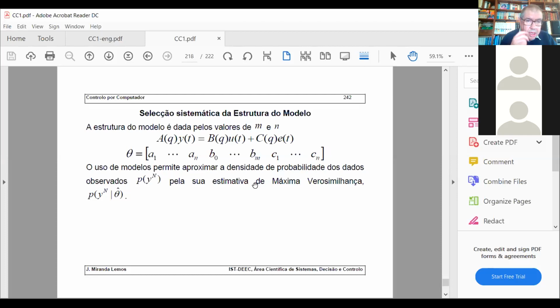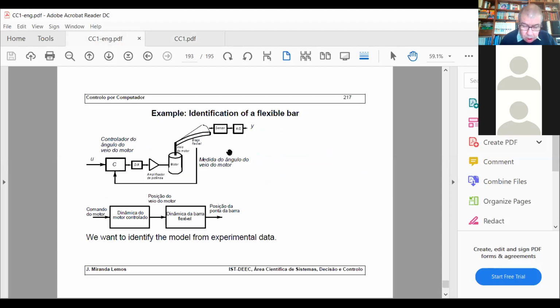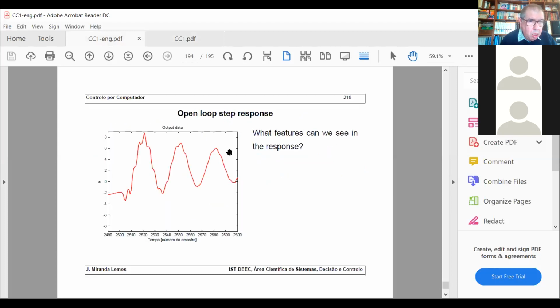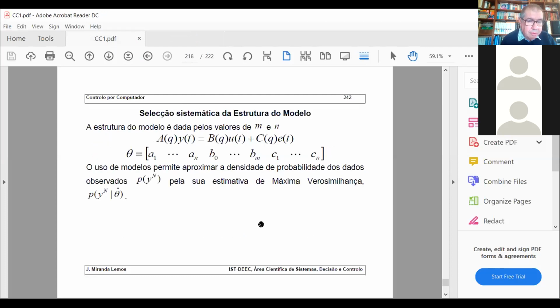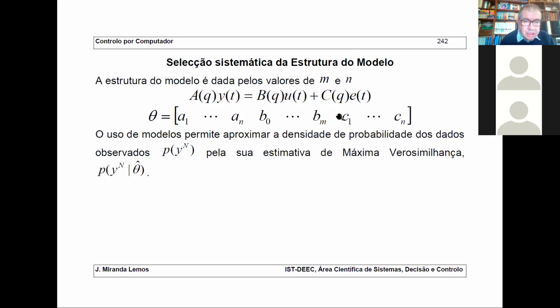Now, before ending, I would like to make a couple of comments about selecting the structure of the model in a systematic way. Okay, this is not in the English version. It's not even part of the program for the exam, but let me spend 5 minutes just making this question.